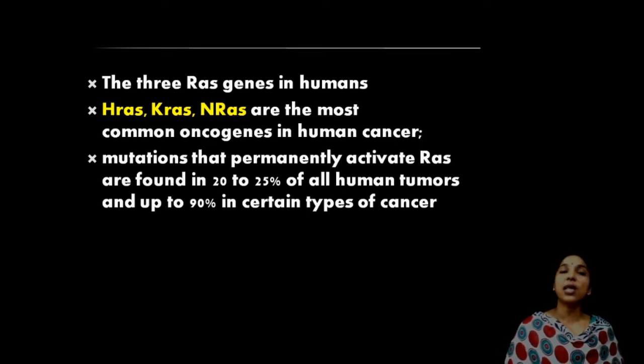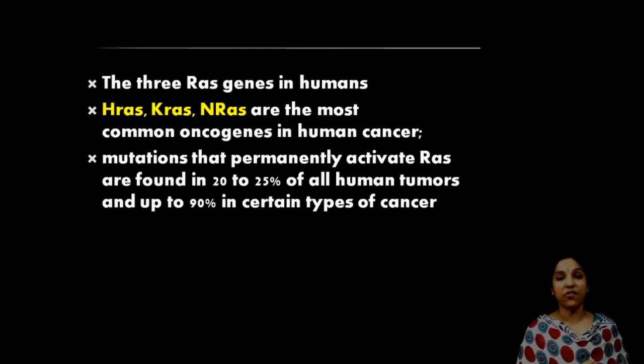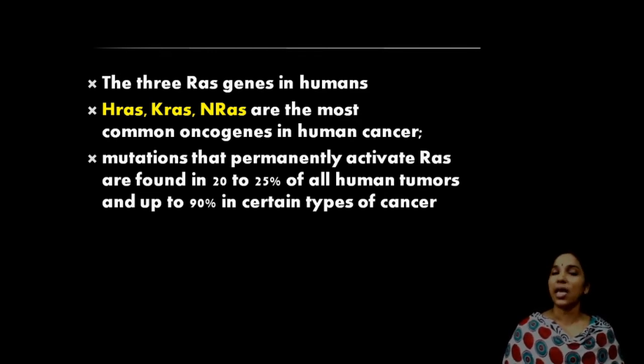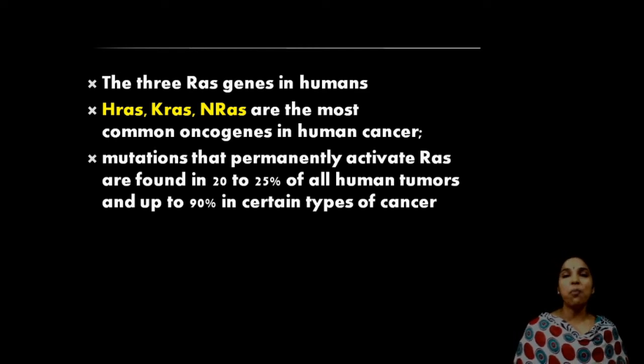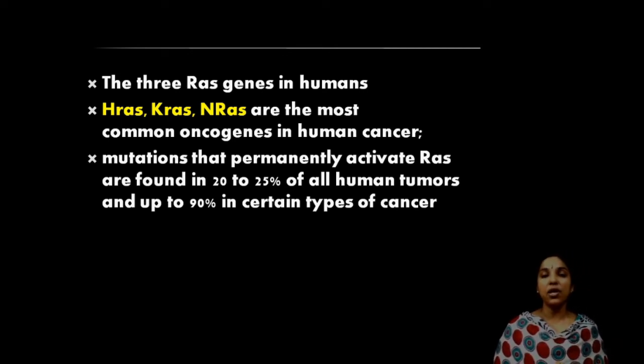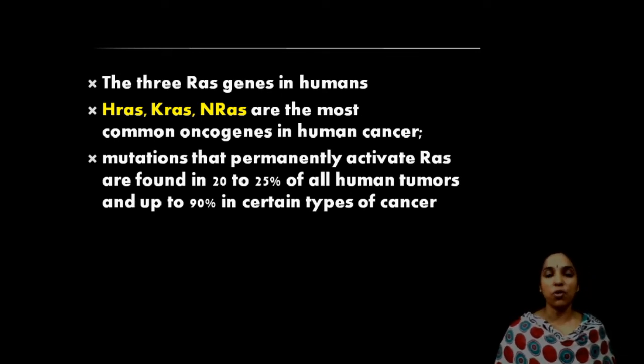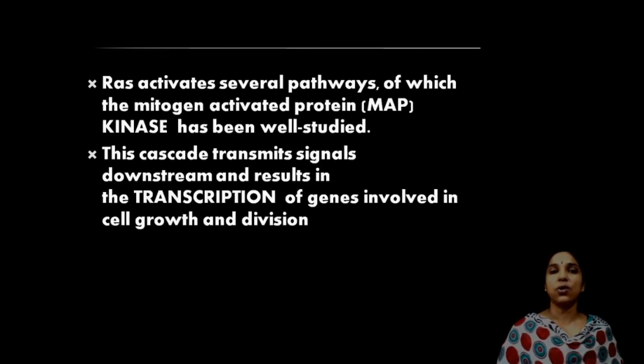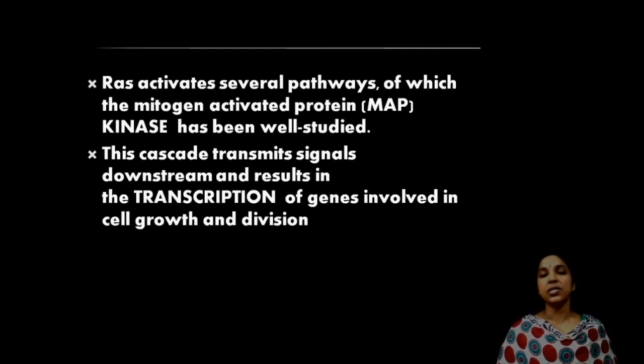There are three RAS genes, HRAS, KRAS and NRAS, named after the scientists who discovered them first, that is the first alphabet. Mutations that permanently activate RAS are found in about 20 to 25% of human tumors and 90% in certain types of cancer, especially pancreatic cancer. It activates several pathways like kinase activities and transcription of genes that result in proteins that enhance cell growth and division.